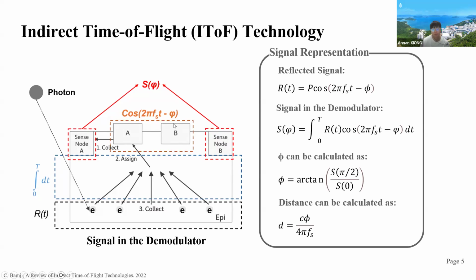With different modulation phases phi, we get different S(phi), and by using different phis, we can get the phase shift using this equation. In the simplest case, we only need two phases. We can then calculate the entire distance as shown in this equation. This is the simplest explanation of this technology.